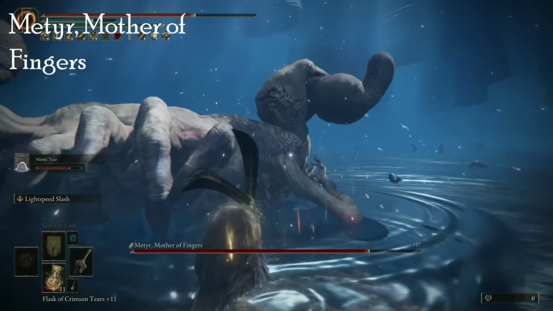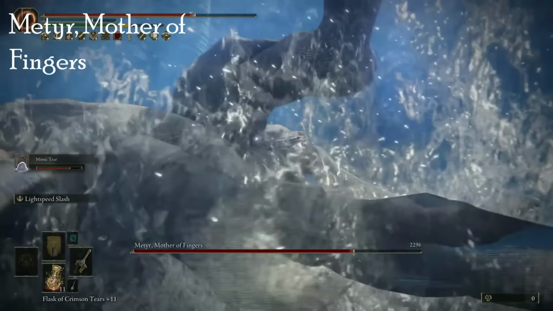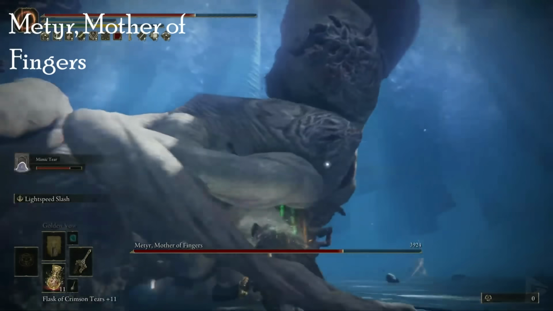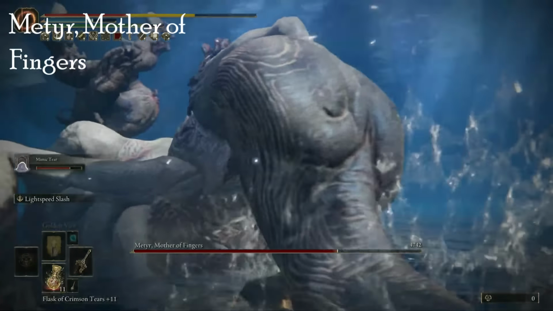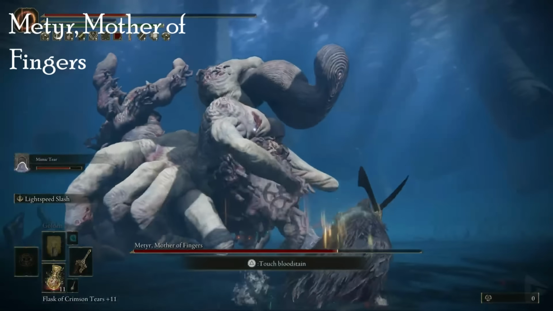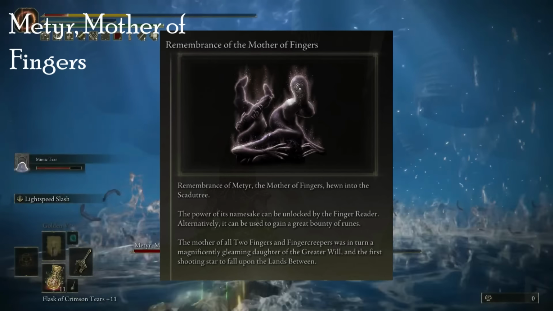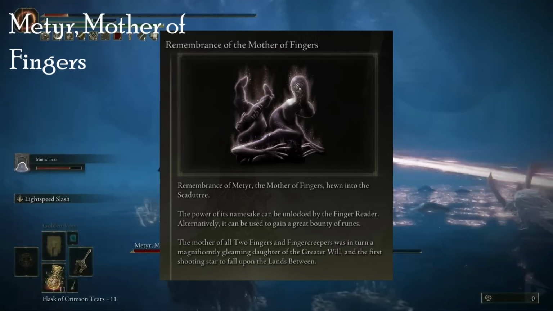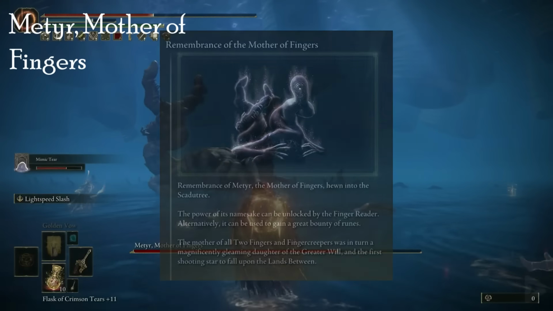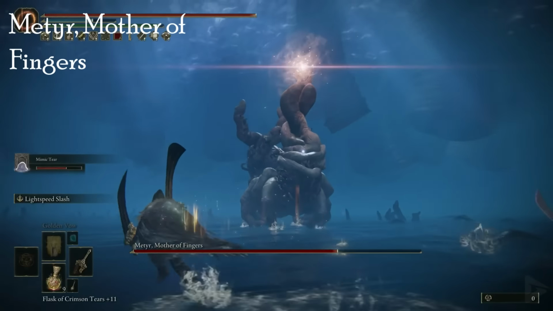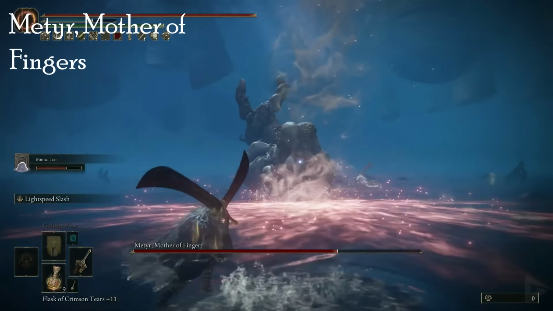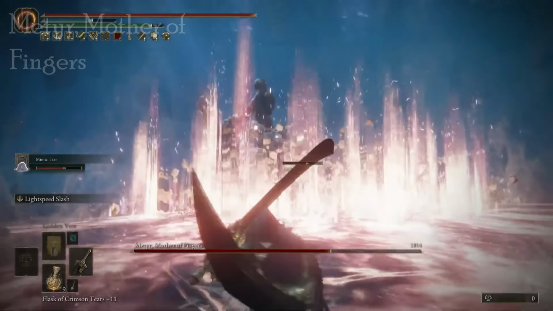The other, more subtle reason is that using such an ancient word implicitly codes Metyr as belonging to the earliest knowable era of the in-game world. As we see from her remembrance, she is a daughter of the Greater Will and was the first shooting star to land. Now, having long since been abandoned, she is, in many ways, ancient history.